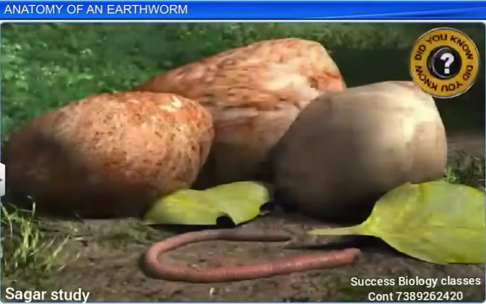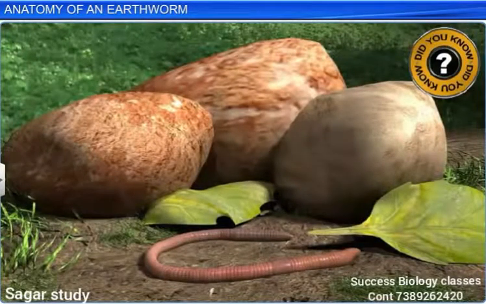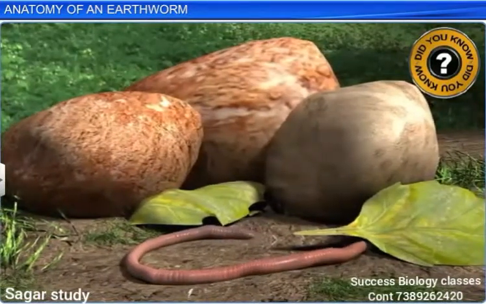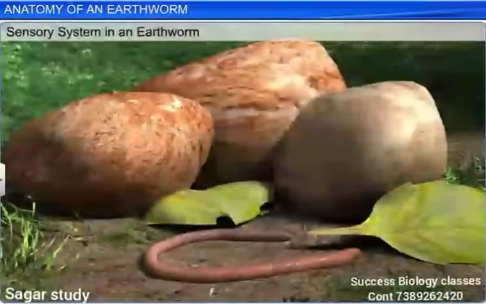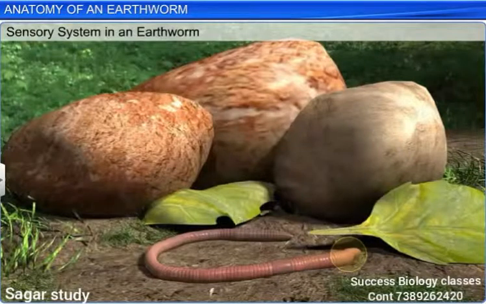Did you know that earthworms don't possess eyes? However, they have light and touch-sensitive receptors to help them recognize light intensities and ground vibrations. Besides, they also have specialized chemoreceptors or taste receptors, which help them respond to any chemical stimuli and are situated at the anterior end.